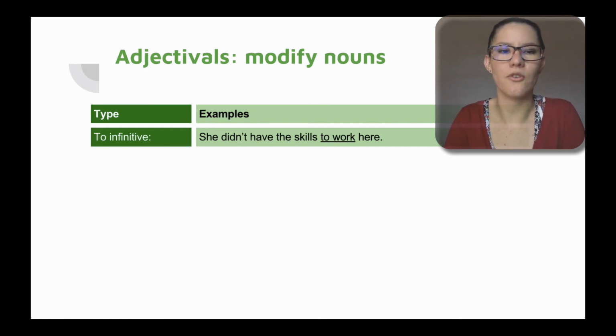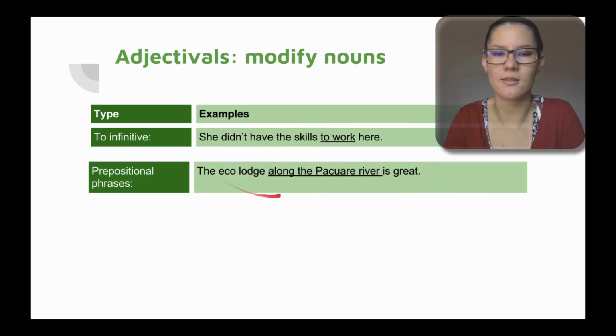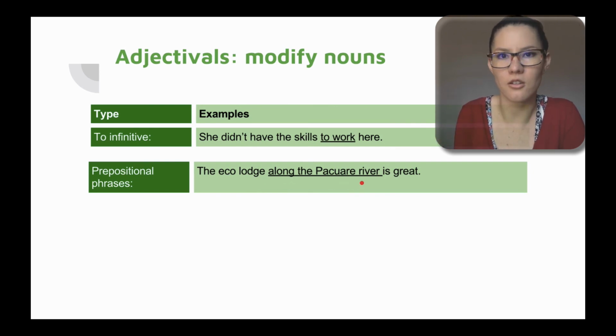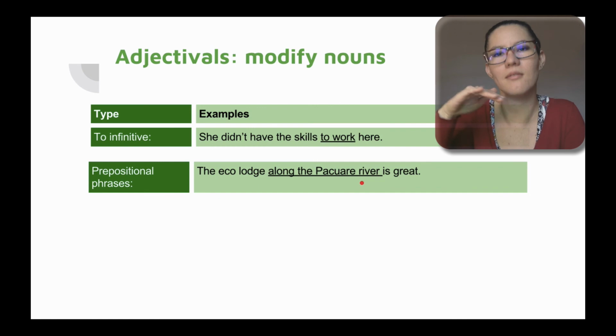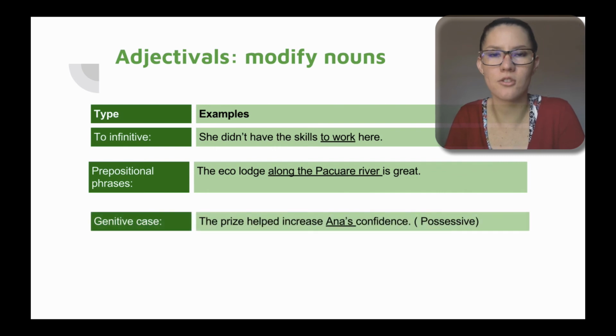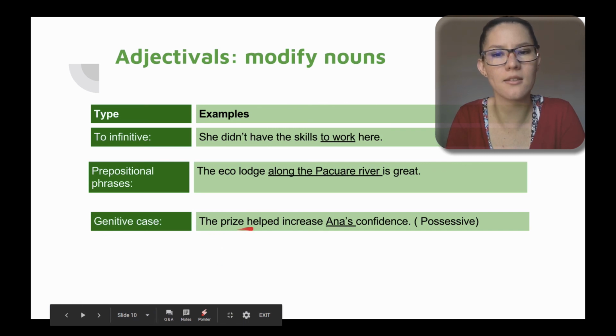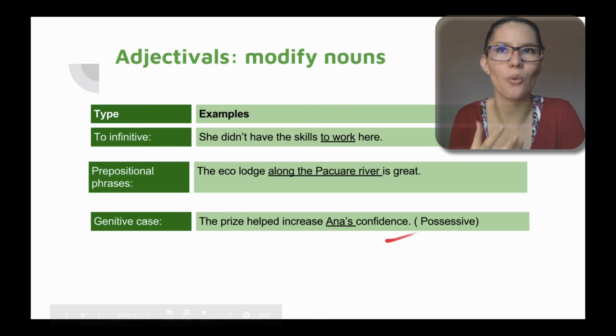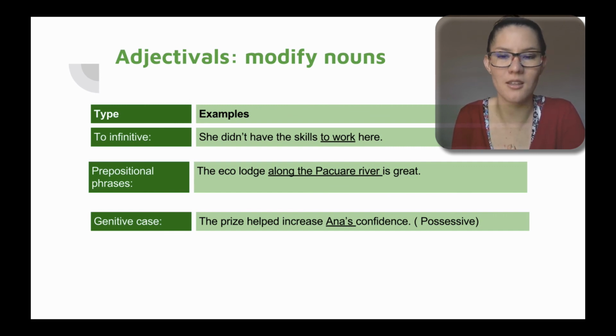And we can also find prepositional phrases like this example. The eco lodge along the Pacuere River is great. What eco lodge? Not just anyone, but the one that is in that location. And finally, we have the genitive case that refers to the possessive form of a noun. And here we can see the prize helped increase Anna's confidence. So we are giving a description about what confidence, okay? Whose confidence, sorry. Not just anybody's, but Anna's.